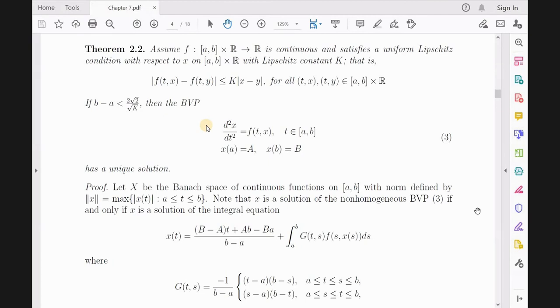So, well, see the proof of this theorem. Let X be a Banach space of continuous functions on [a,b] with norm defined as, the norm of x is the maximum of absolute value of x(t), where the maximum is over a less than or equal to t less than or equal to b. So X is a space of continuous functions on [a,b], and this is the norm defined on X. For any element x belonging to X, you can see the norm of x is the maximum of absolute value of x(t), where a is less than or equal to t less than or equal to b.